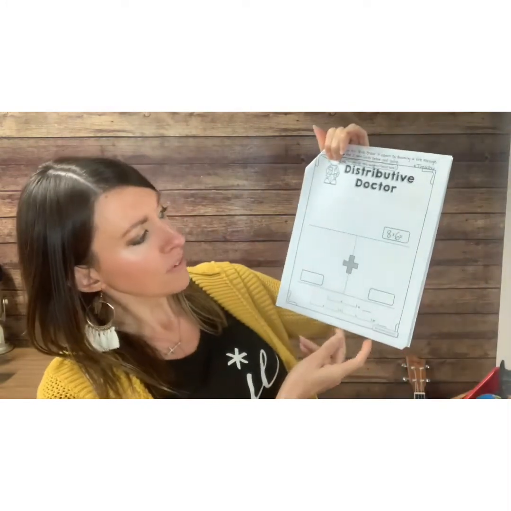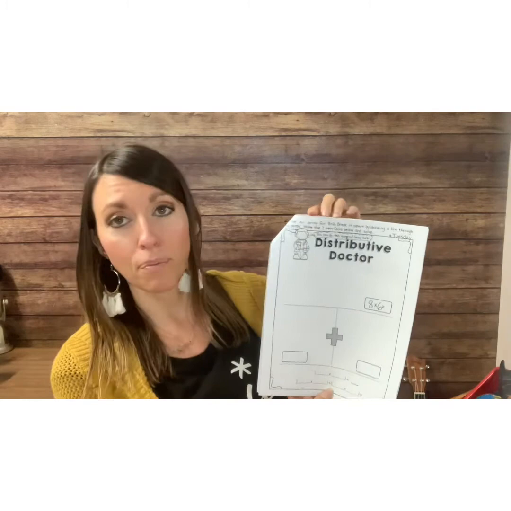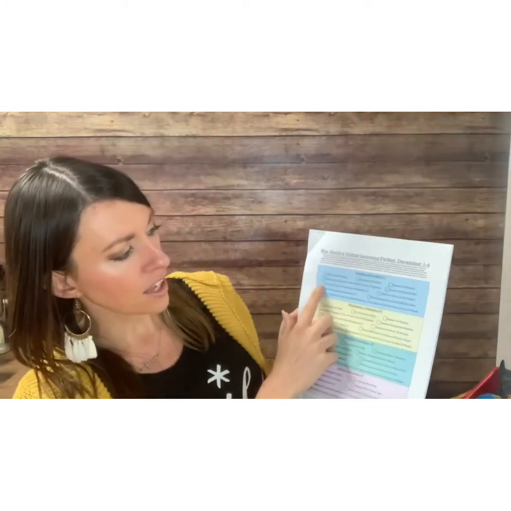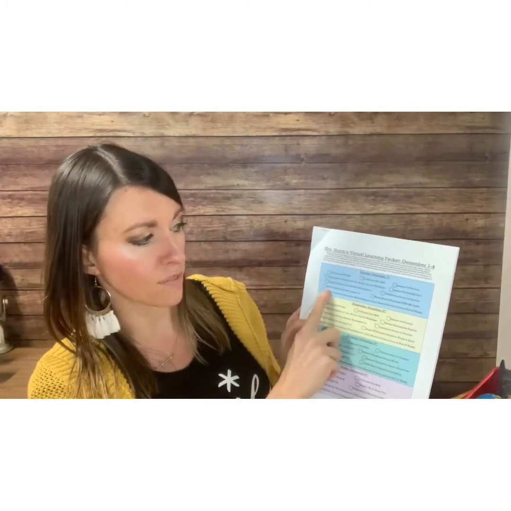And then you have a distributive doctor times 6 activity. It gives example or directions up on the top of the page. So overall, everything is on this checklist that you need to be doing for Tuesday. So you'll be looking at the blue section for today.